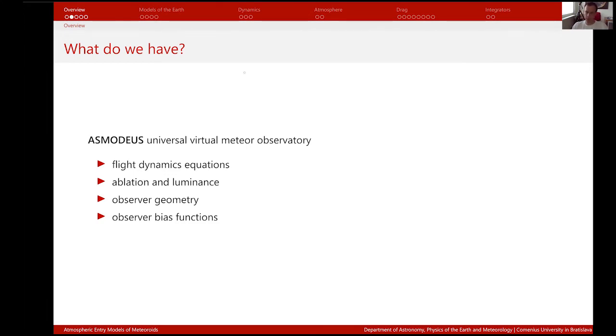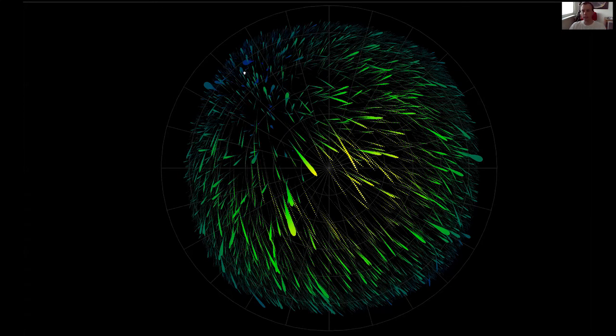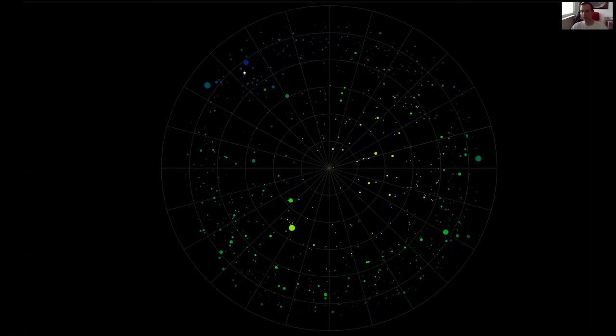Currently, what we have, and what you might have already seen, are the flight dynamics equations for ablation and luminance, and I'm able to recompute everything for an observer. So in the end, I usually have images like this. I really like this one. However, it is not very easy to work with an image like this. So usually I apply the bias functions and only select the brightest frame of a meteor and work with this reduced data set.